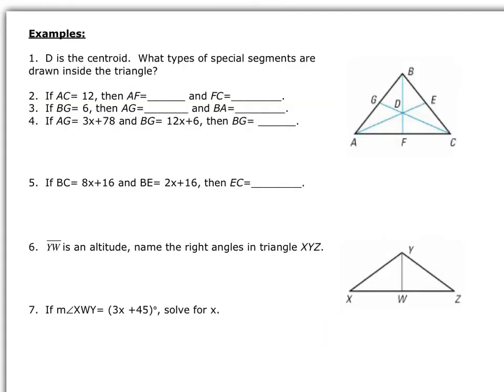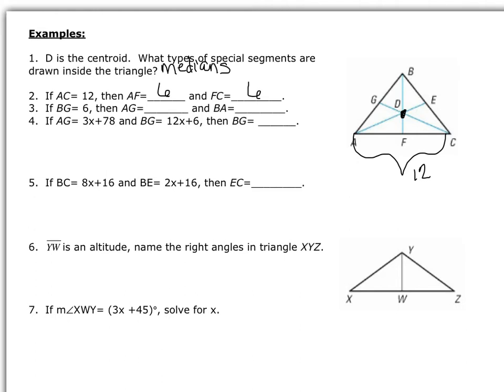So now let's put this to use with some examples. Number one says D is the centroid. All right, so here's our centroid. What types of special segments are inside? Well, if D is the centroid, all of the medians meet up at the centroid. So if AC is 12, then how much is AF? Well, it is 6 and FC is 6.